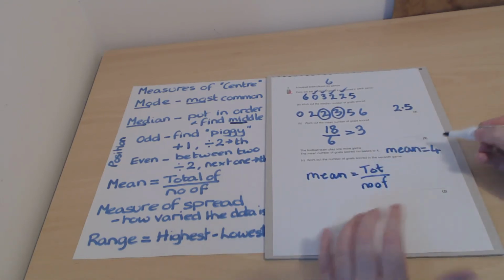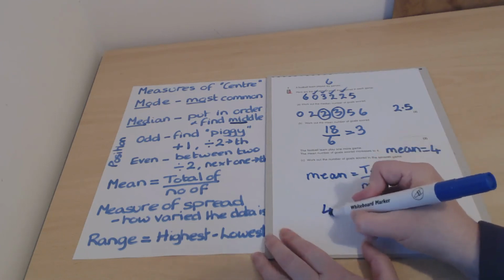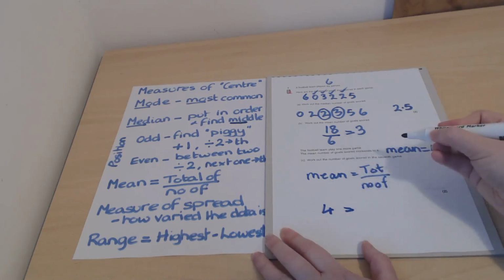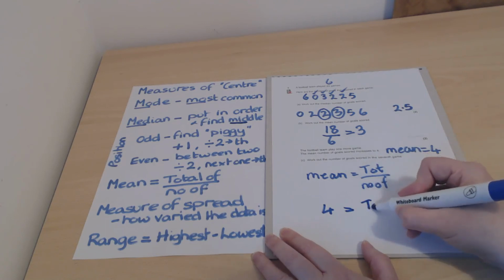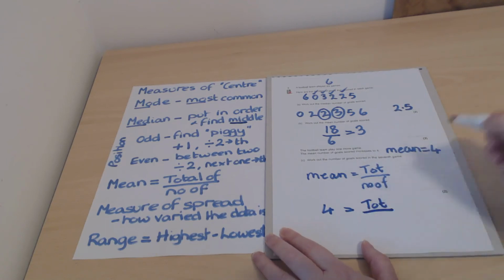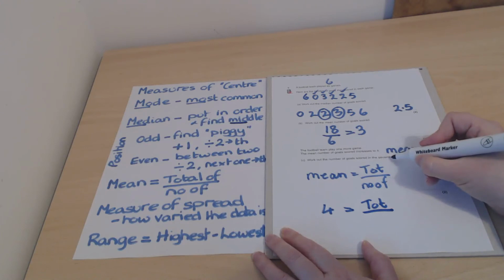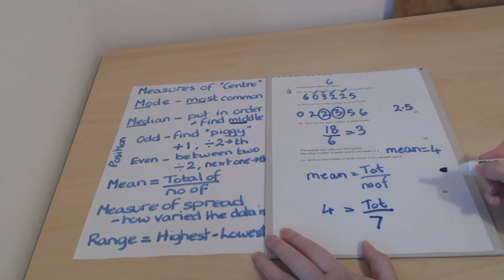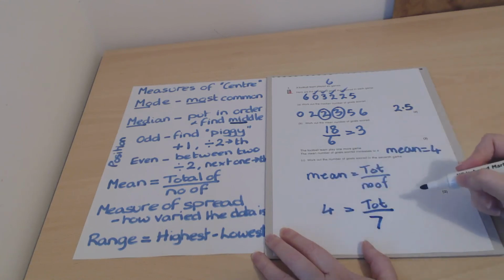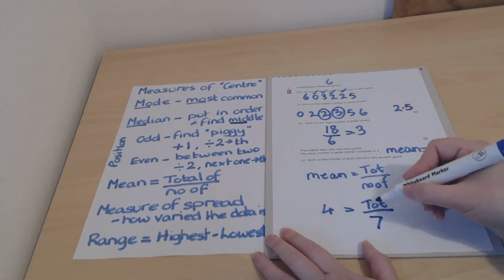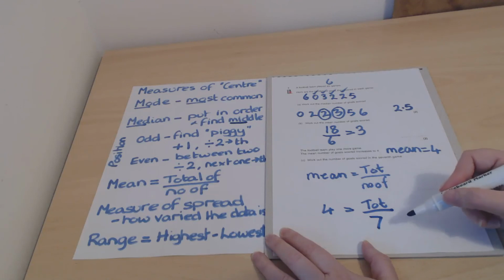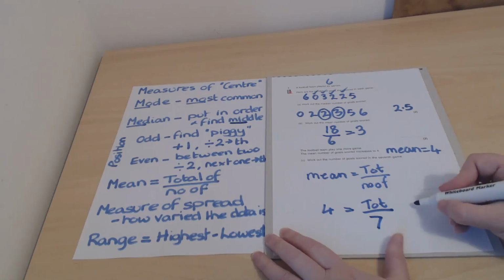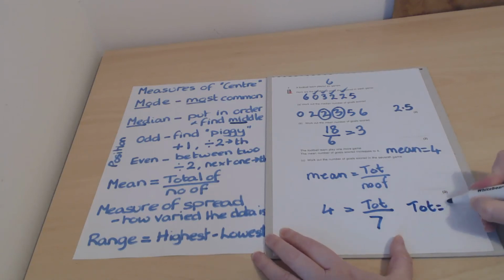So at this stage, what do we know? We know the mean is 4. We don't know what the total number of goals is, so that stays. But we do know that the number of games was 7, because we had 6, we've now got 7. And so using this simple little equation here, we can work out the total number of goals over all 7 games would be 4 times 7, which is 28.